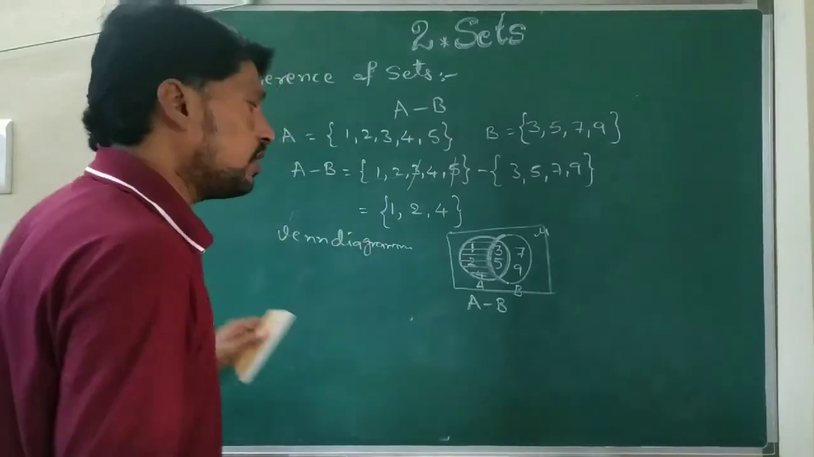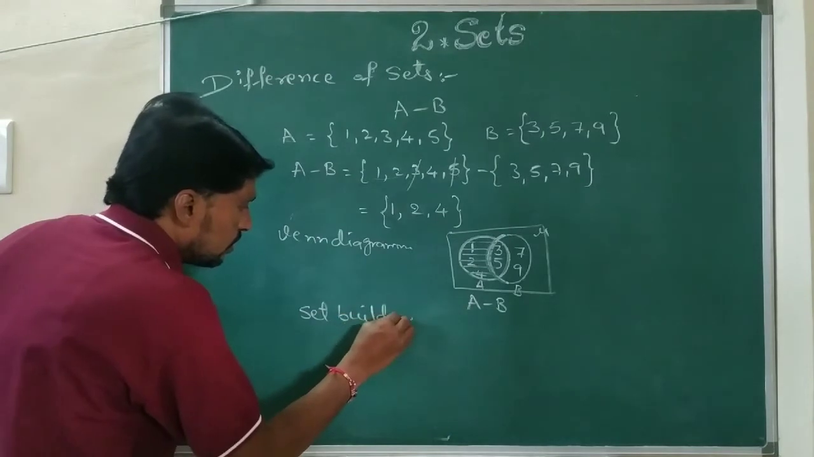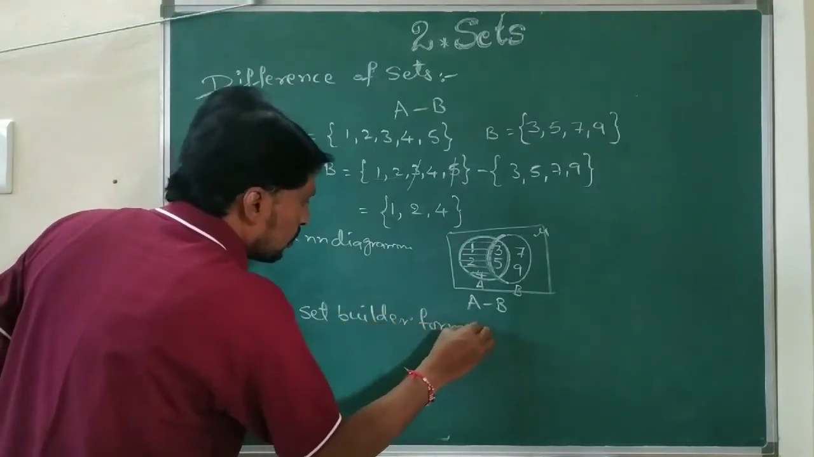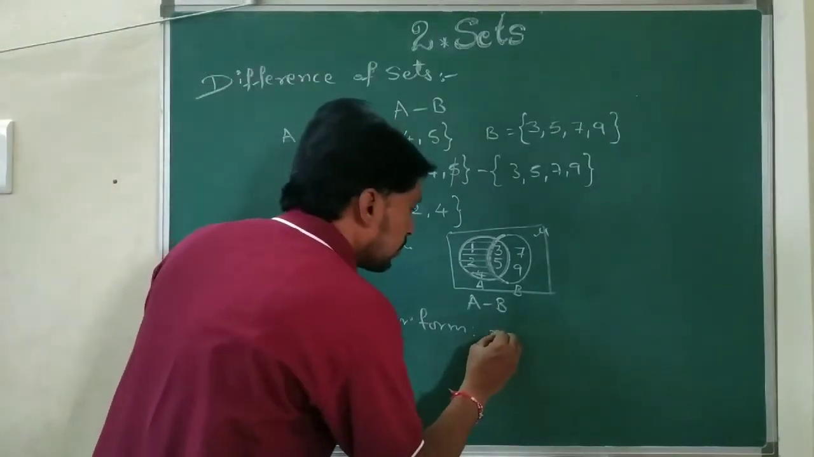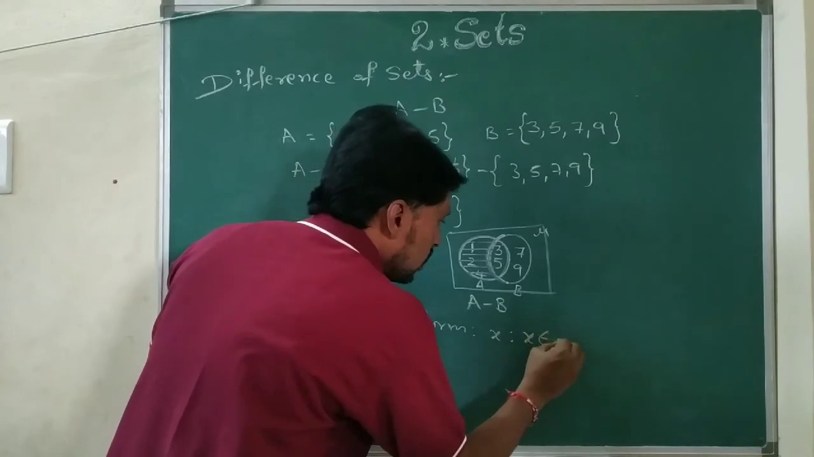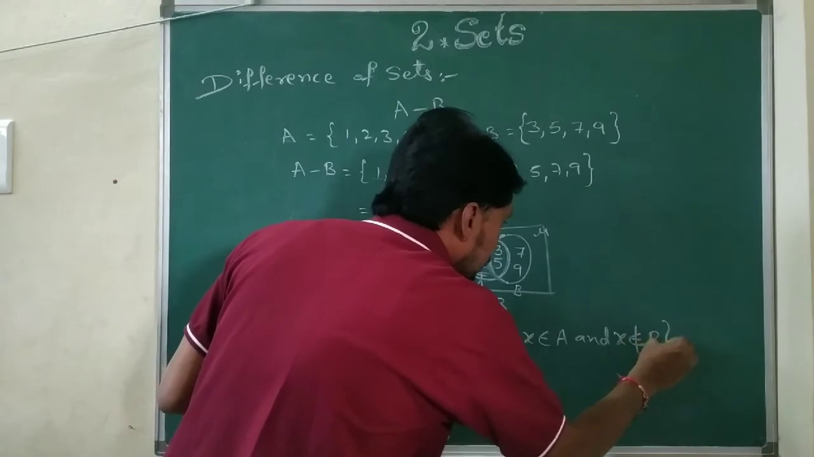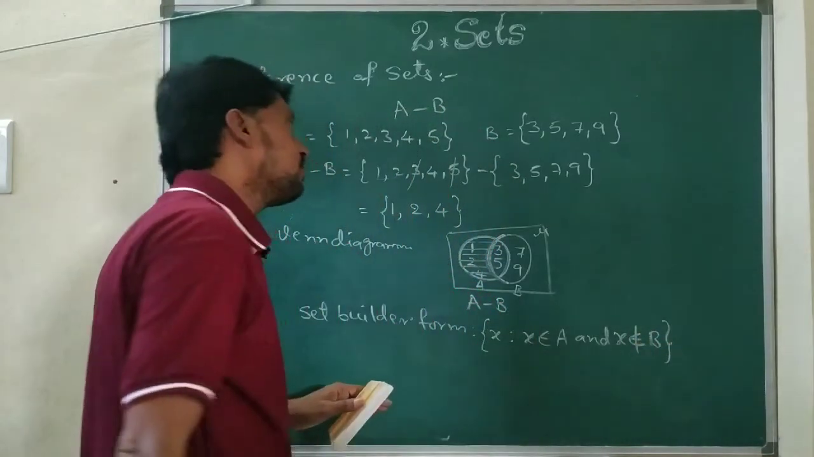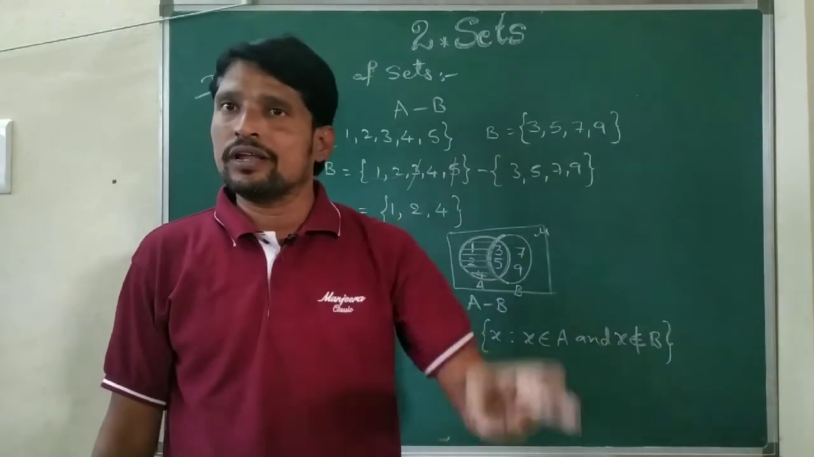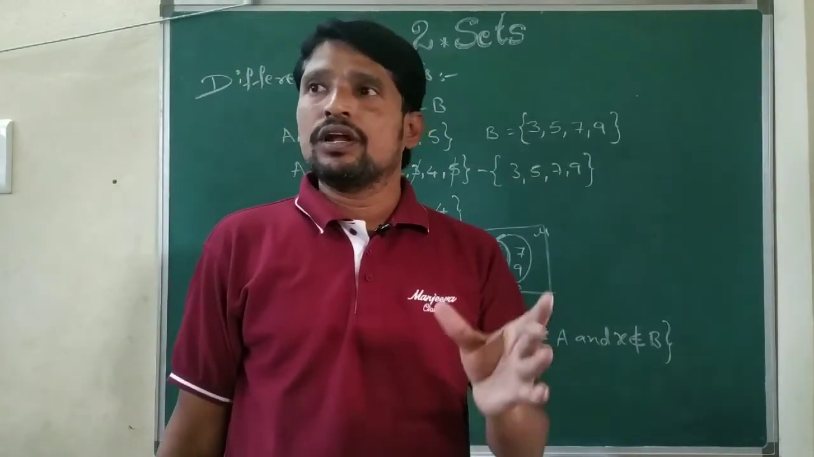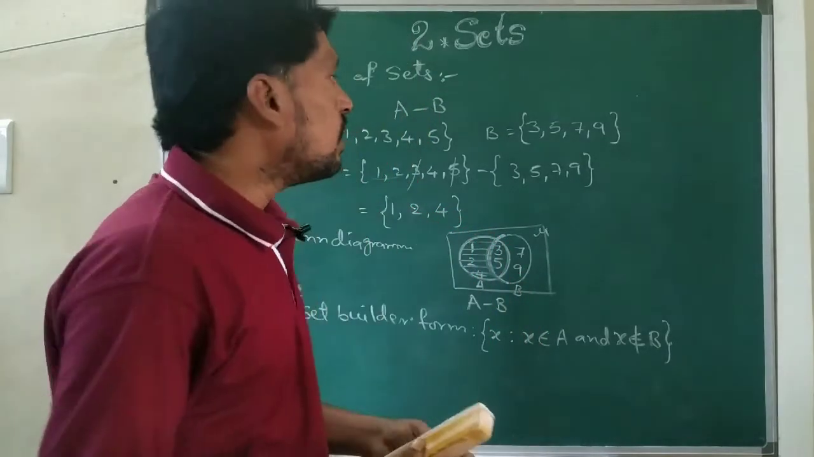Now, what is the set builder form? The set builder form for A minus B equals the set of X such that X belongs to A and X does not belong to B. So now we have discussed union of sets, intersection of sets and difference of sets. Next one is disjoint sets. What are disjoint sets?